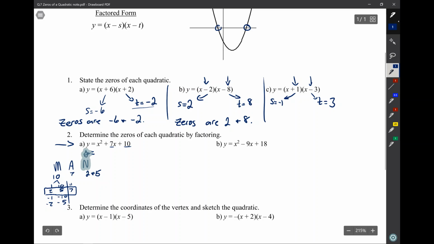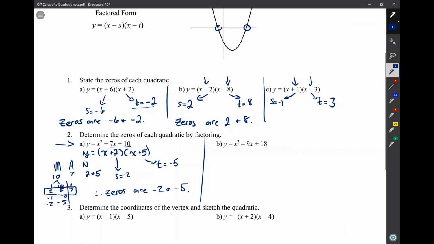So I can factor it. Let's write that y a little neater. I can factor this as x plus 2, x plus 5. And from here, I find my s equals negative 2, my t equals negative 5. So therefore, my zeros are negative 2 and negative 5.